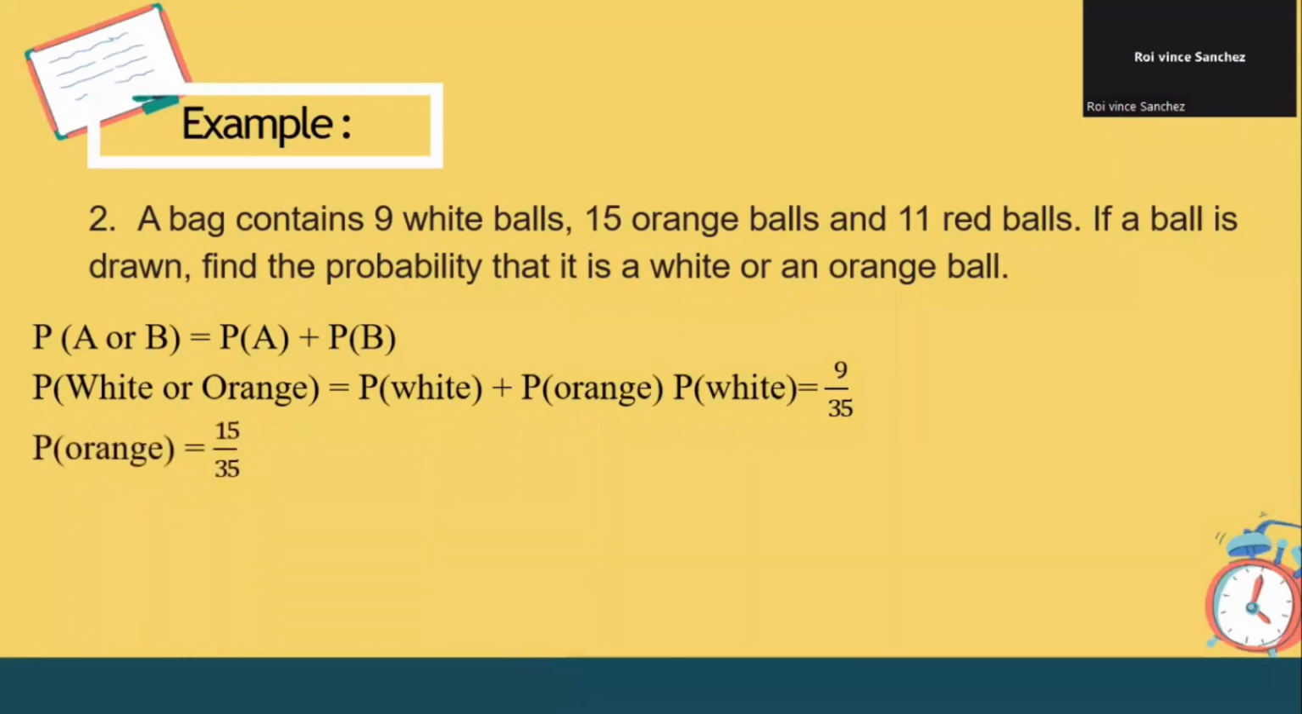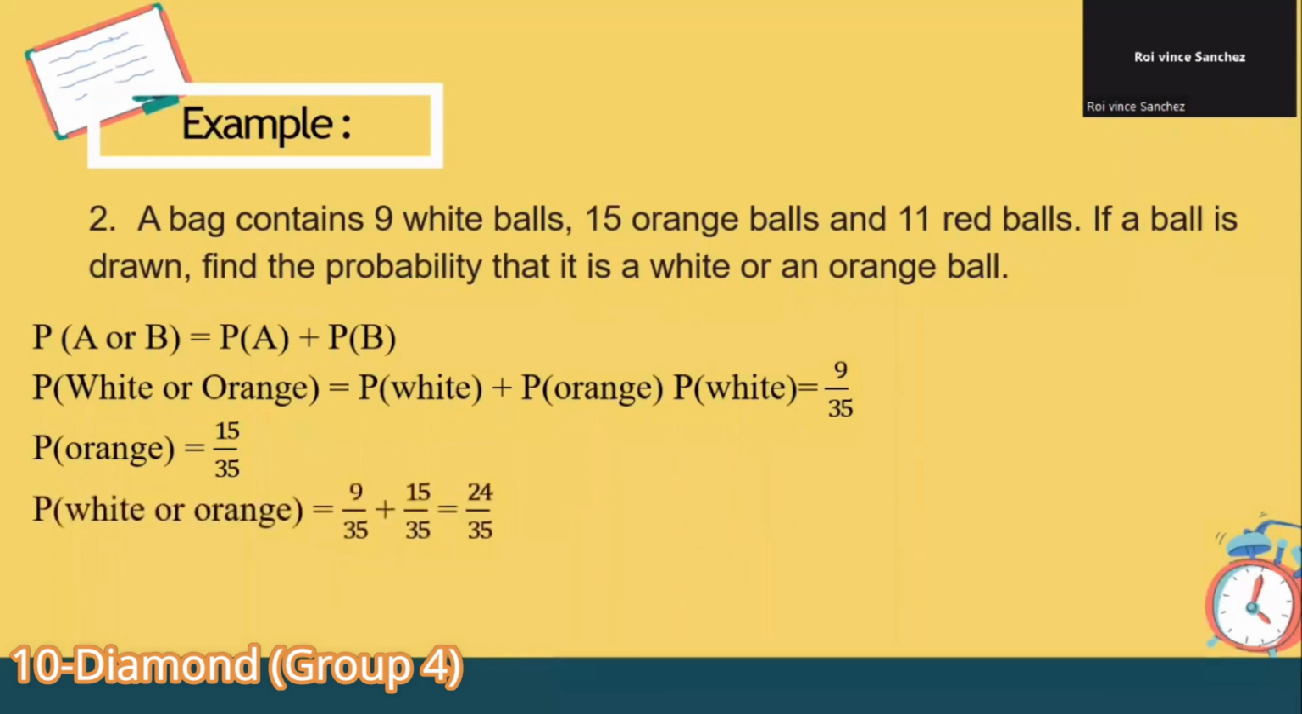To get the probability of getting either a white or orange ball, we are going to find the probability of getting a white ball first, and that is 9 over 35, since we have 9 possible outcomes and 35 total balls in the bag. And then we are going to find the probability of getting an orange ball, and that is 15 over 35, with 15 possible outcomes and 35 total balls in the bag.